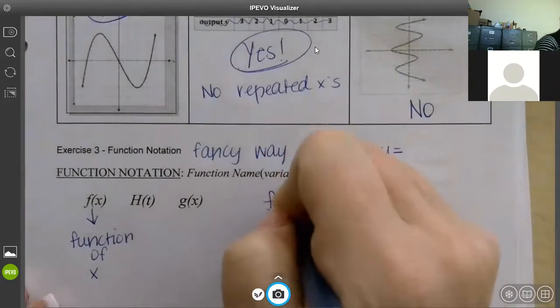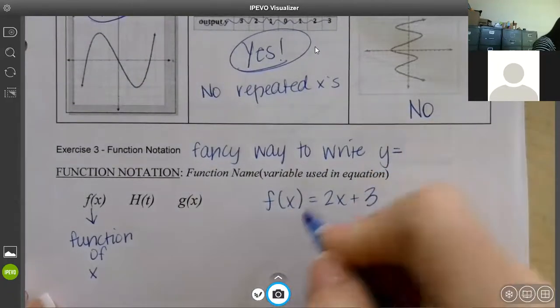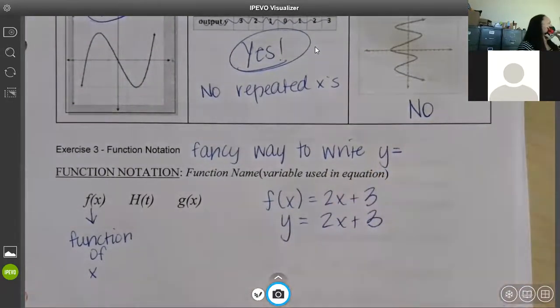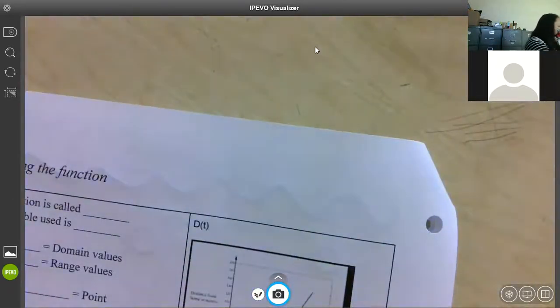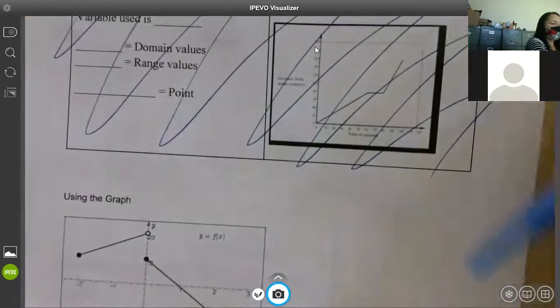So if I give you f of x equals 2x plus 3, that's the same thing as y equals 2x plus 3. There's nothing any different about that, okay? So when we get to graphing in our next unit, f of x and y are the same thing. So if it says f of x equals and you want to put it in y equals in your calculator, it will work. All right, that's all on this page. Let's flip through. We're not doing this right here. We're going to drop down to using the graph.